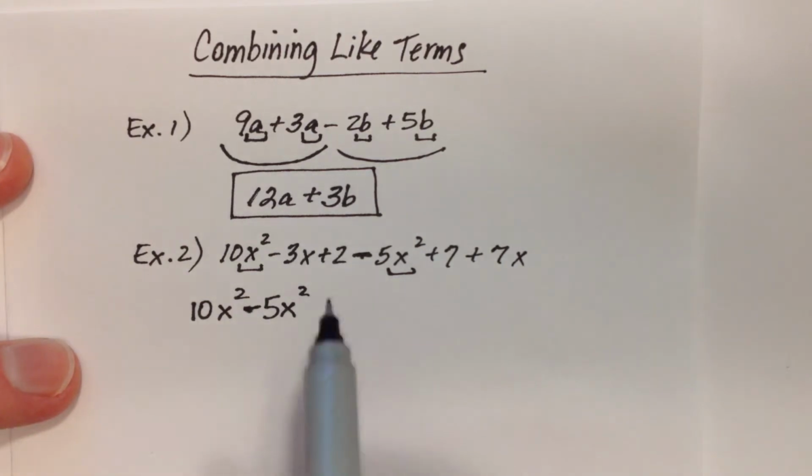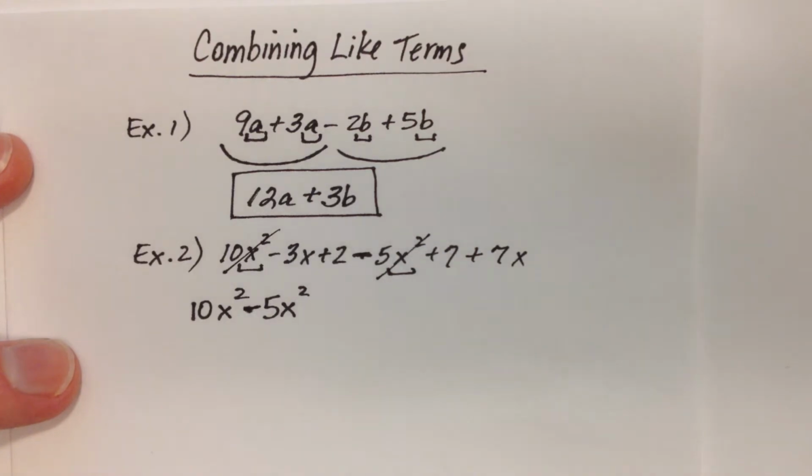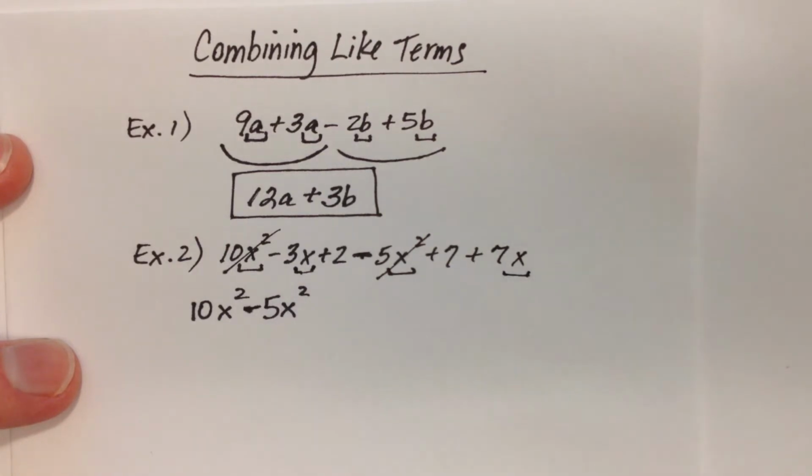Okay, anyway. So we've dealt with our x squareds now. So I kind of cross those out a little bit there. So now here's an x. Do we have any more terms that have just an x? Oh, right over here. So I'm going to combine those, but I'm going to rewrite them first.